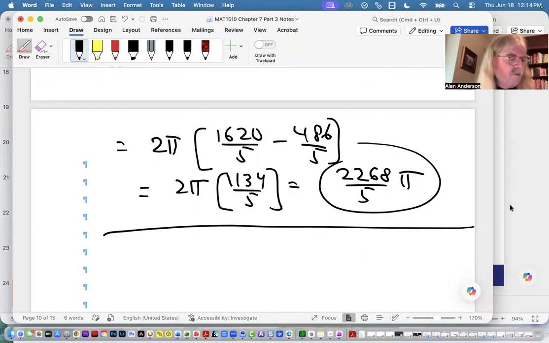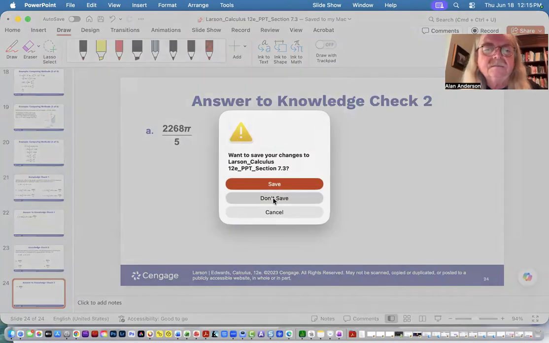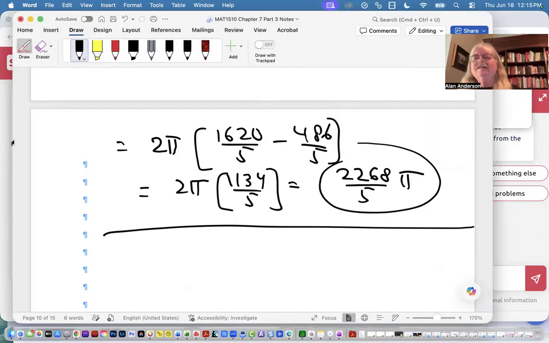Now, 7.4 is a little bit different. What they're going to have us do, let me get this thing open. Oh, I thought I had it here somewhere. All right. So, whatever it is, we're going to look at arc lengths among other things. It's a little bit different, but it's definitely an application of integration.